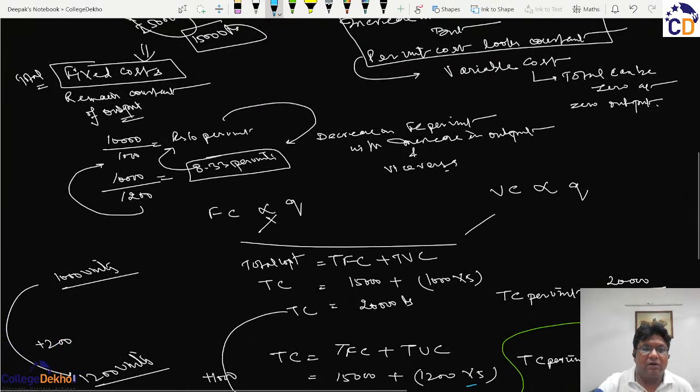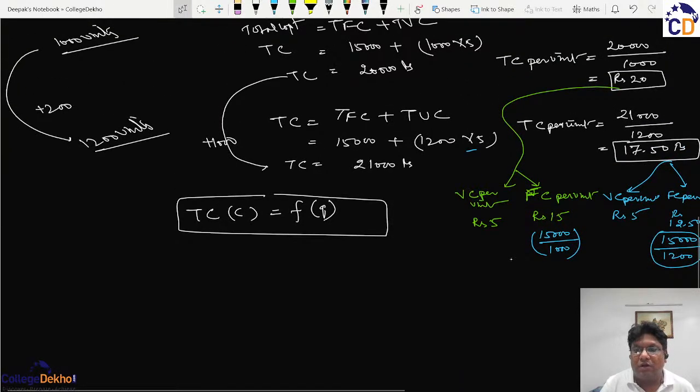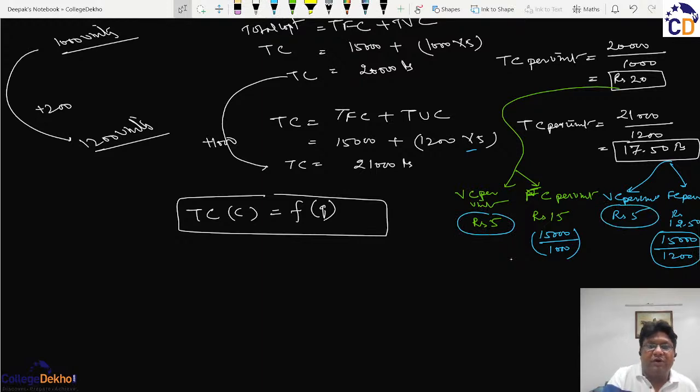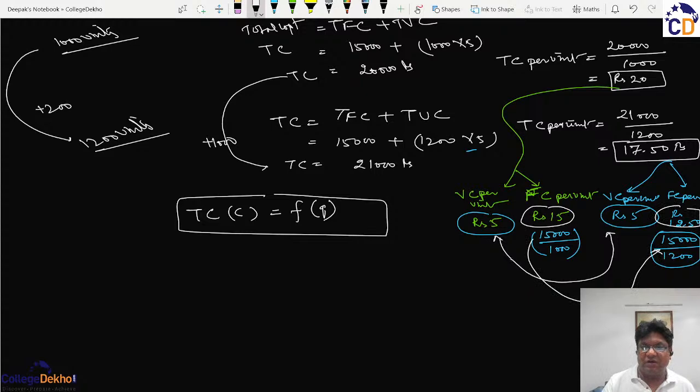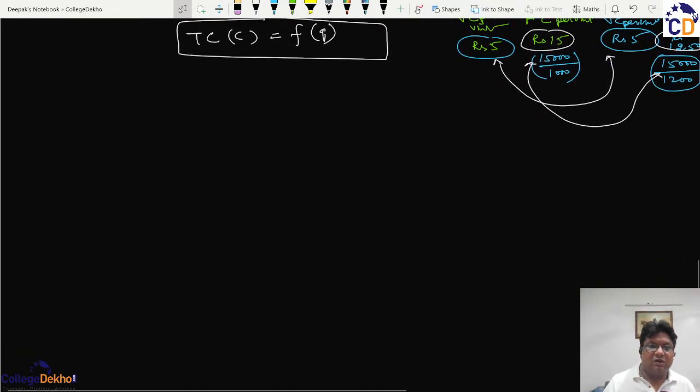So if you can see above, the variable cost per unit has remained constant irrespective of the output, and the fixed cost per unit has clearly decreased with the output.